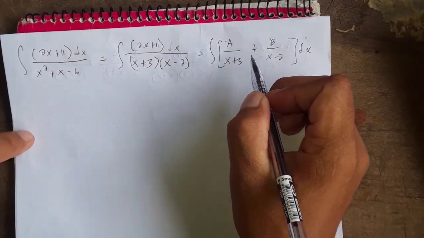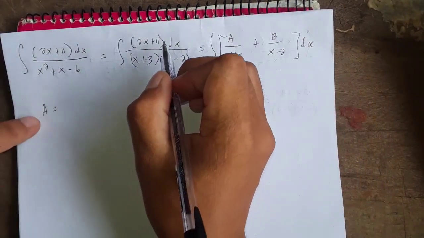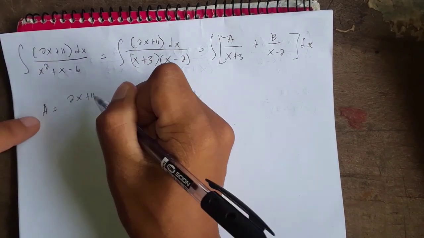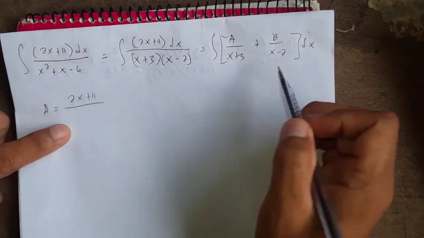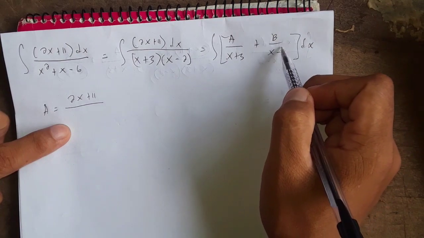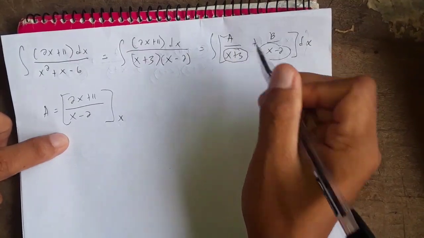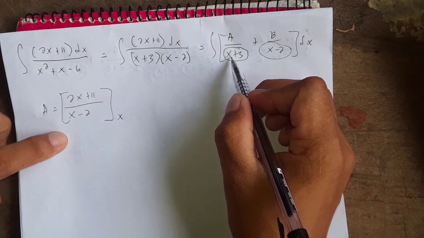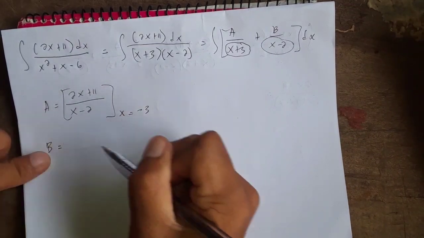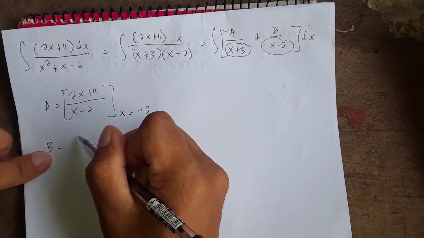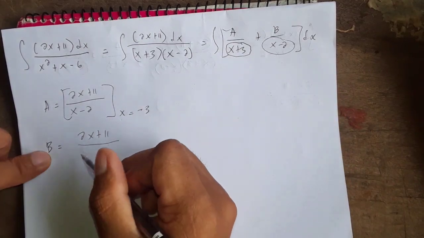To find A from our derived formula, A is equal to the function of the numerator, 2x plus 11, over, because we are finding A, the denominator of the other term, which is x minus 2. From this factor, we let x equal negative 3. Then B is equal to the function of the numerator, 2x plus 11, over the denominator of the other term, which is x plus 3.